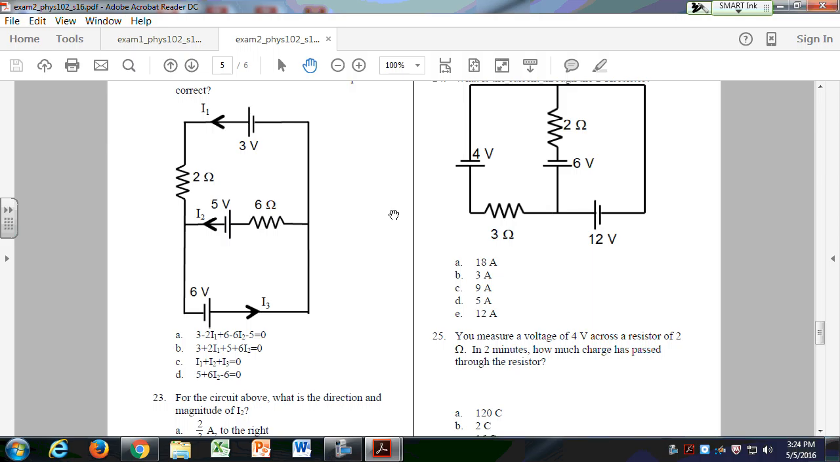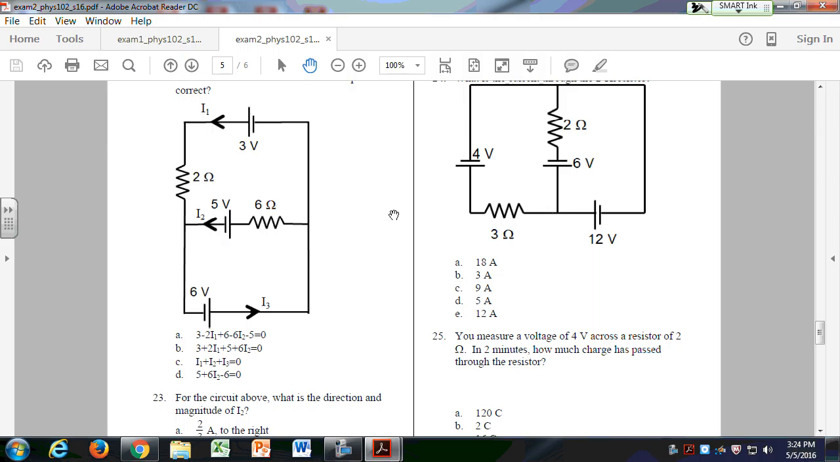So then I'll look at each equation. I have 3 minus 2i1. That means I'm going in this direction because it's positive 3. Minus 2i1, that's good so far. Plus 6, okay, that's good. And then I do this whole thing where I go down here. I have to go back to the beginning of where I started.